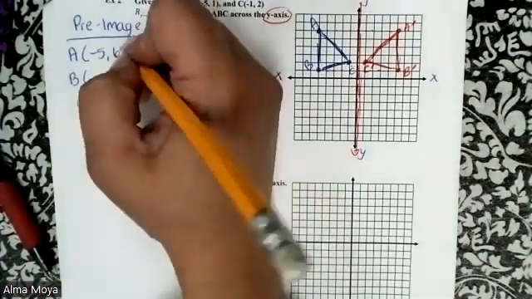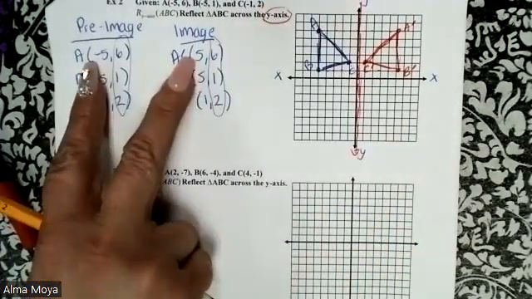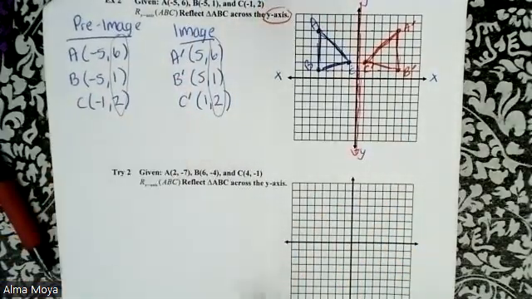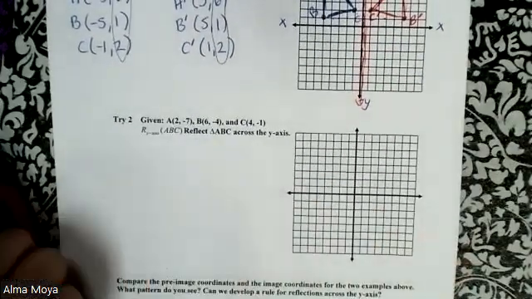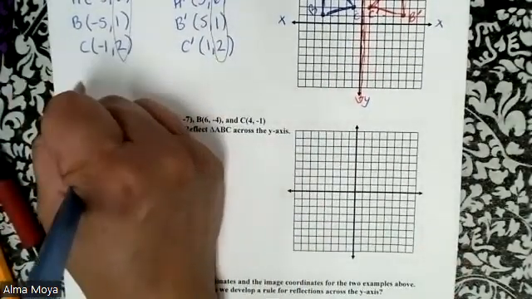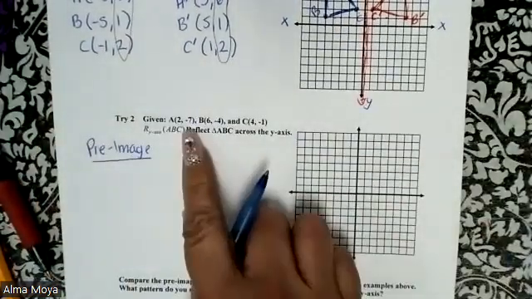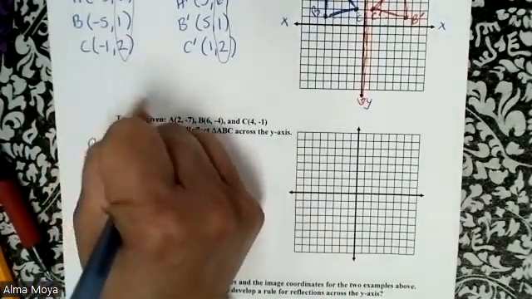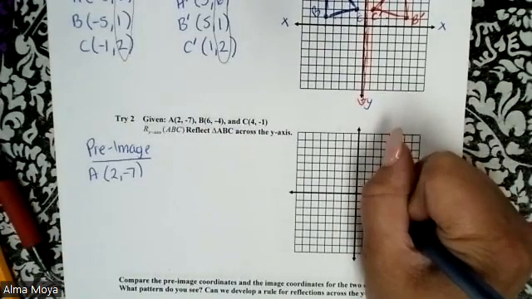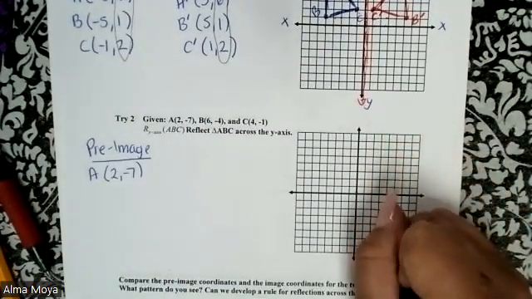Let's look at the relationship here. On this one, notice your y's are all the same. But look at your x's. Your x's are changing signs. Let's go ahead and try this one down here. So this is my pre-image. So I'm going to graph the point (2, -7). So x is 2, y is -7, 1, 2, 3, 4, 5, 6, 7.